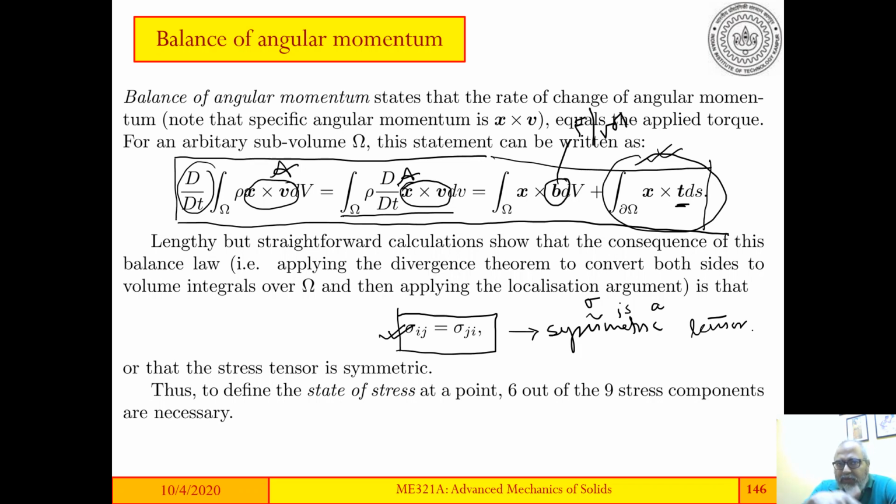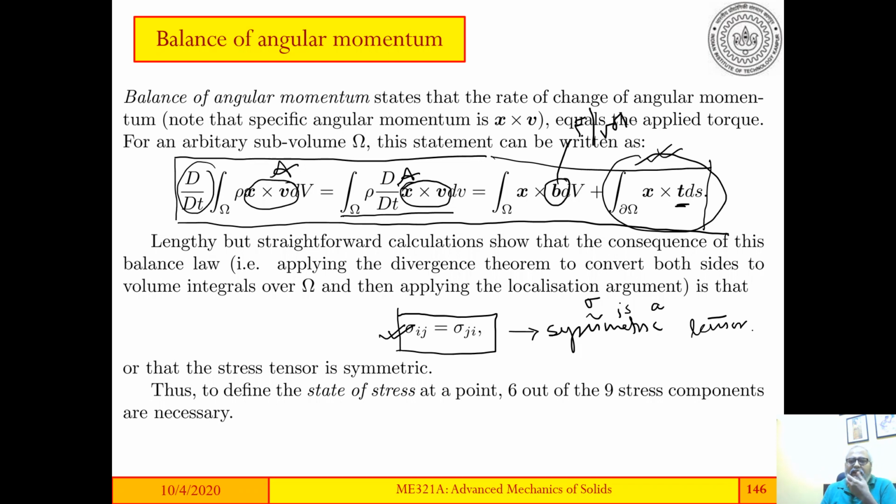For example, in situations where your body is subjected to... bodies is electrically conducting and sitting in an electromagnetic field. In certain situations, body couples are unavoidable, and in those situations your stress tensor may not be a symmetric tensor. We are considering situations where body couples are not there, surface couples are not there. So in that situation, balance of angular momentum will give us symmetry of the stress tensor.